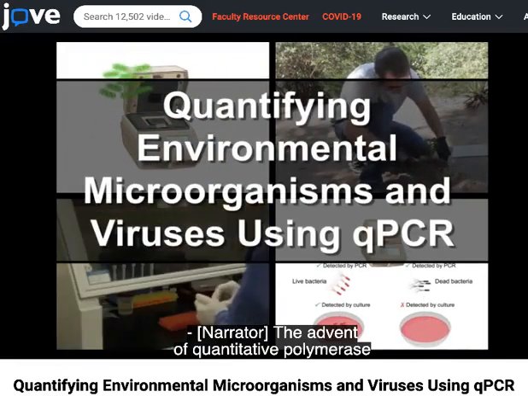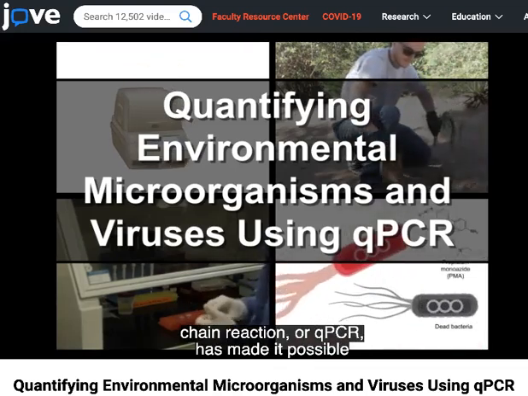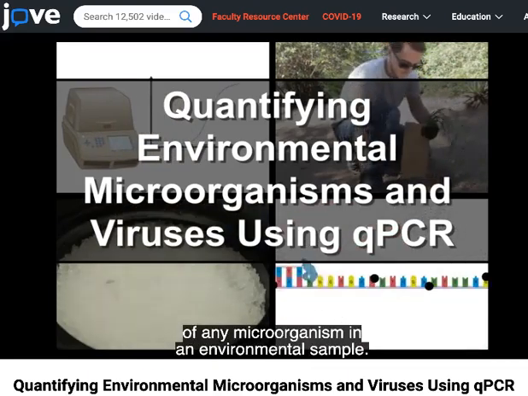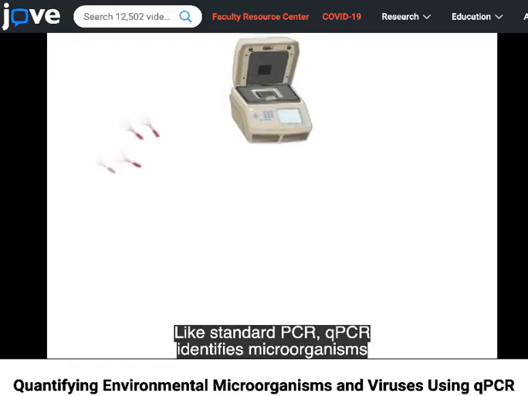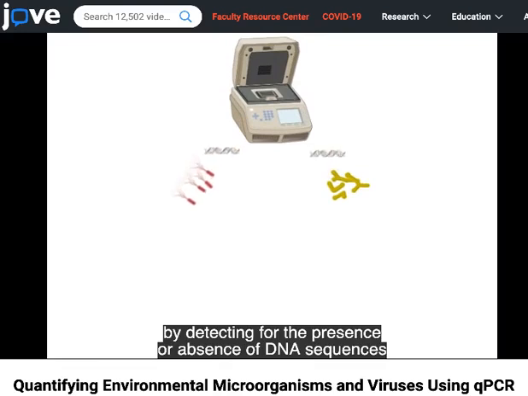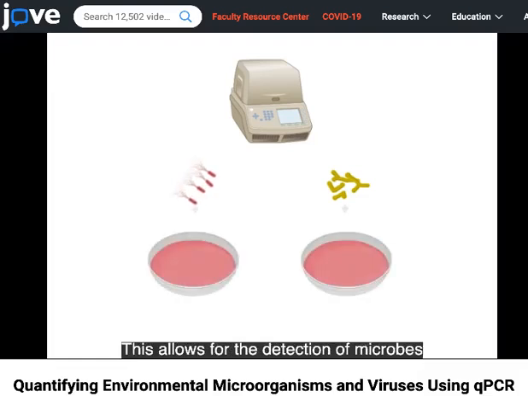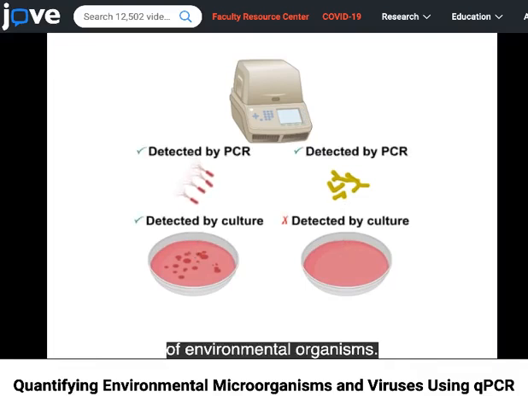The advent of quantitative polymerase chain reaction, or qPCR, has made it possible to quantitatively determine the amount of any microorganism in an environmental sample. Like standard PCR, qPCR identifies microorganisms by detecting for the presence or absence of DNA sequences specific to the organisms of interest. This allows for the detection of microbes that cannot be cultured in a lab, making it possible to assay a much wider range of environmental organisms.